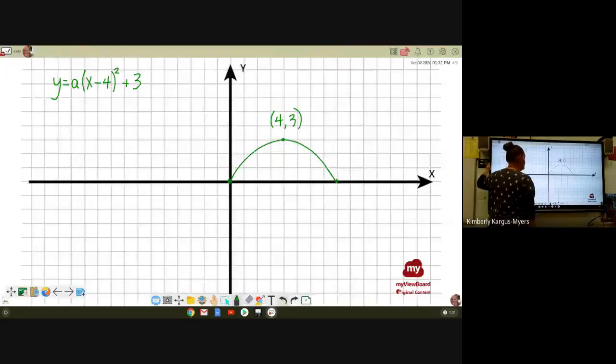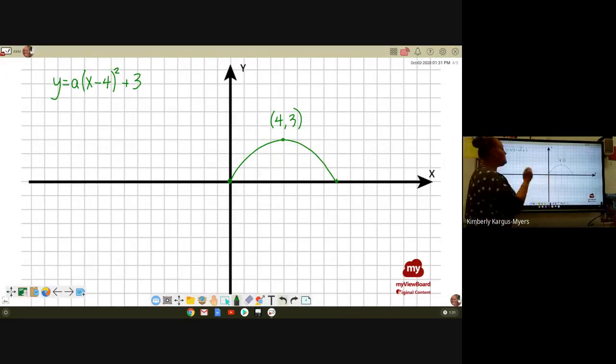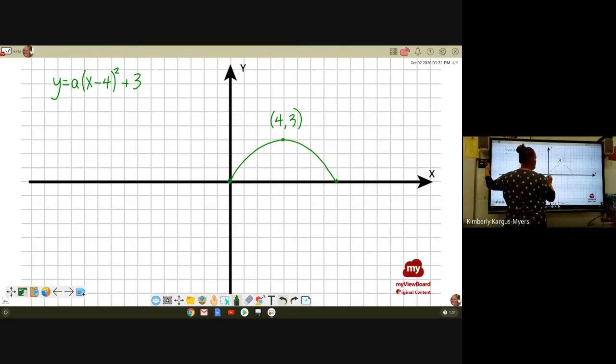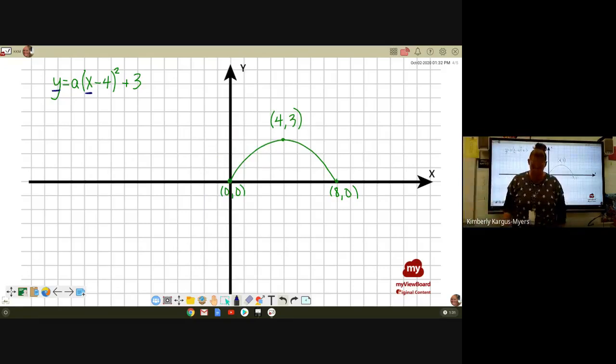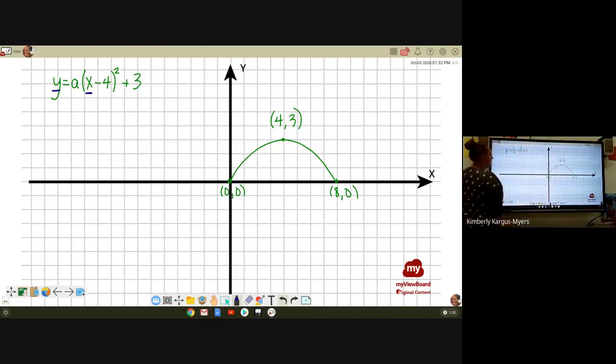Okay, here's where the work comes in to find a. We know the vertex, right? We also know two points on our graph, (0, 0) and (8, 0). Those are our x-intercepts. Look at your equation. You have an x and a y in your equation. From any equation, you can plug in a value for x and get a y. Why would this be any different? Let's pick this point, just because zeros are easy. Really the only reason.